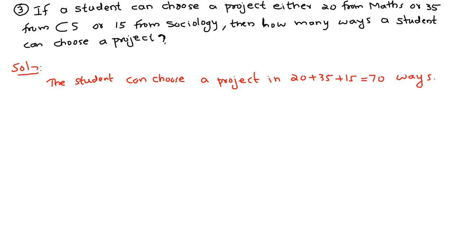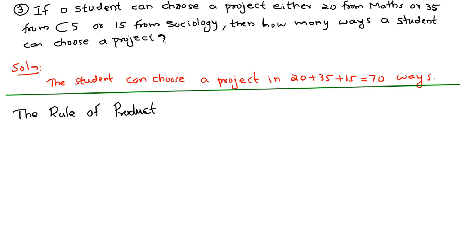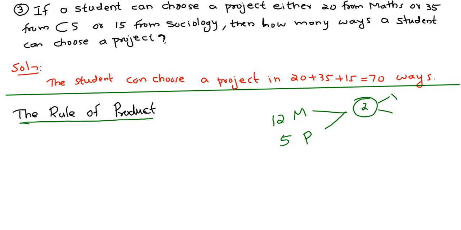Next, the rule of product. Suppose there are 12 maths books and 5 physics books. We want to choose 2 books, one maths and the other physics, compulsory. Then how many choices are there?